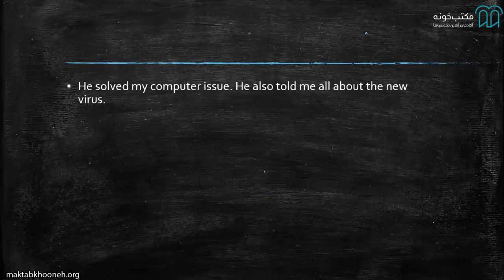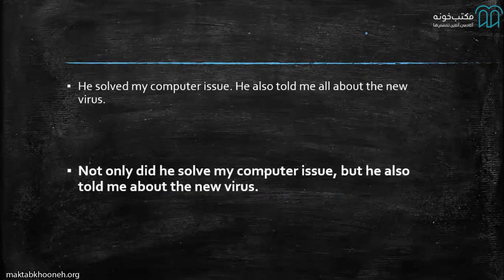I have two sentences. They're both about the past. Now they could either be both about the past, both about the present, both about the future, but they should be the same. So the structures need to be parallel. Two sentences need to be parallel. Now, to combine these two, I'm going to use not only but also, like this. Not only did he solve my computer issue, but he also told me about the new virus.